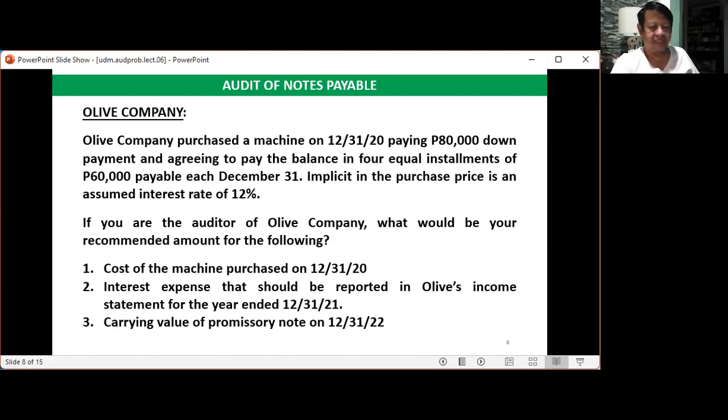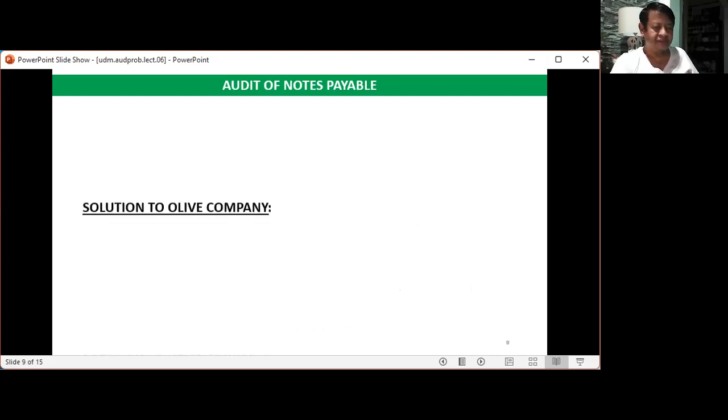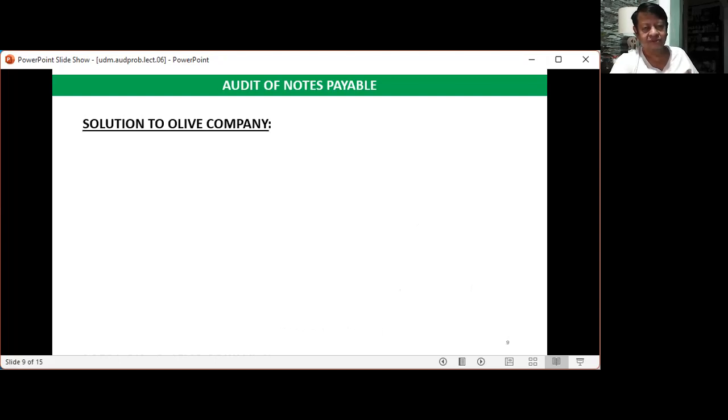So if you are the auditor of Olive Company, what would be your recommended amount for the following? Number 1, the cost of the machine purchased on December 31, 2020. Question number 2, interest expense that should be reported in Olive's income statement for the year ended December 31, 2021. And number 3, carrying value of promissory note on December 31, 2022. So let's proceed to the solution to Olive Company.